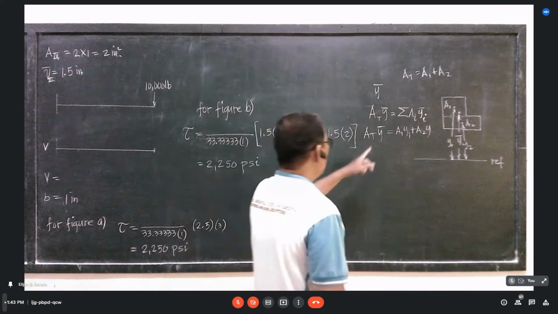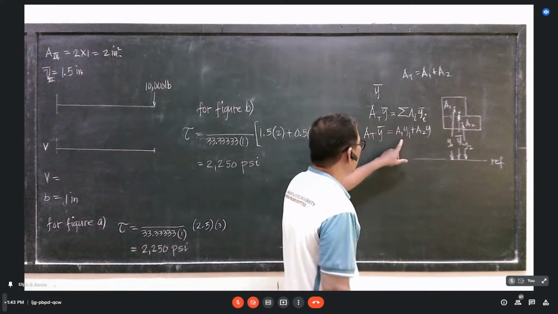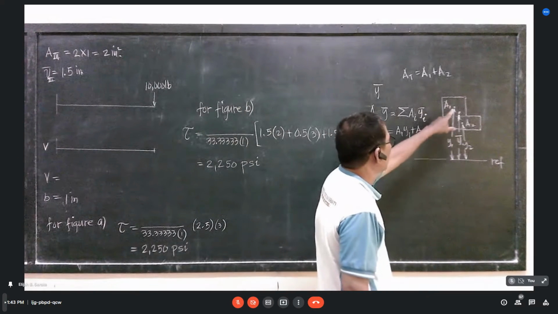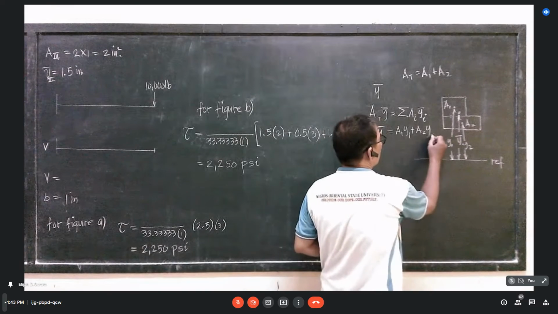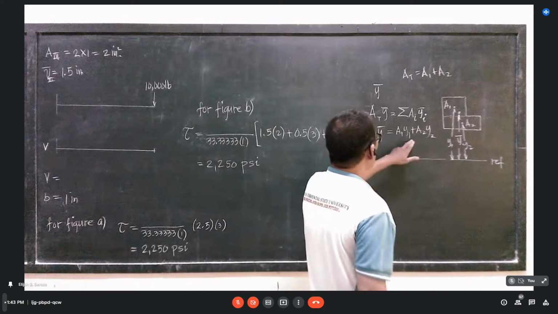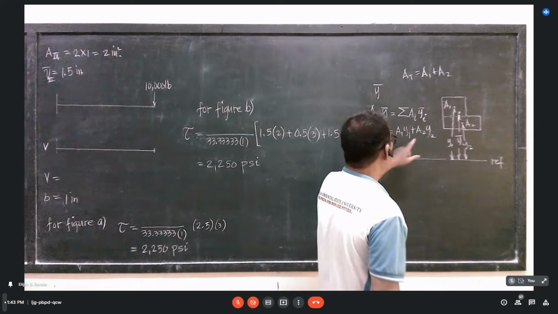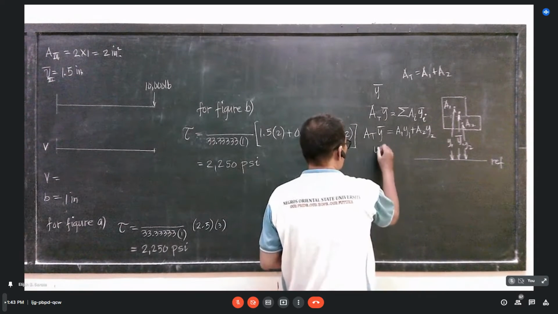Now, since we know the total area, and the centroids y1 and y2 are regular because they are rectangles, what we do not know is only this. So, we can solve for that.